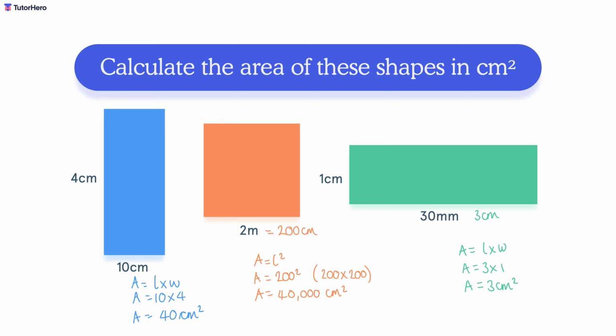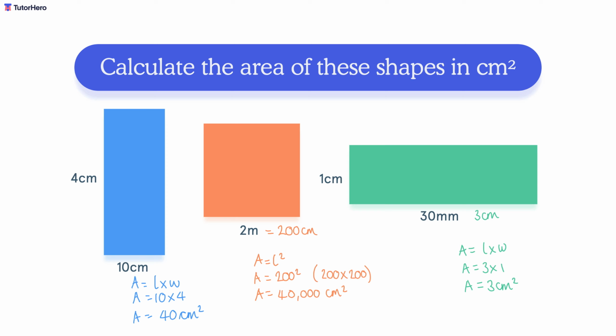How did you get on? The first shape is a rectangle, which has the sides 10 centimetres and 4 centimetres. So to find the area, we times the length by the width. 10 times 4 equals 40 centimetres squared.